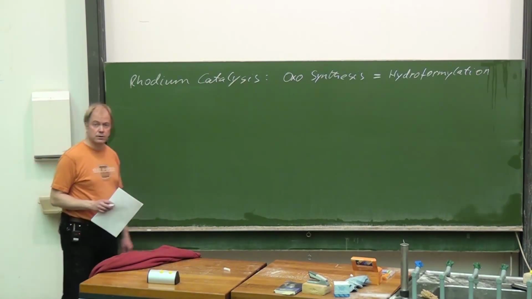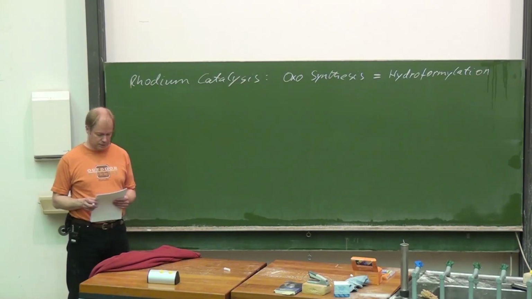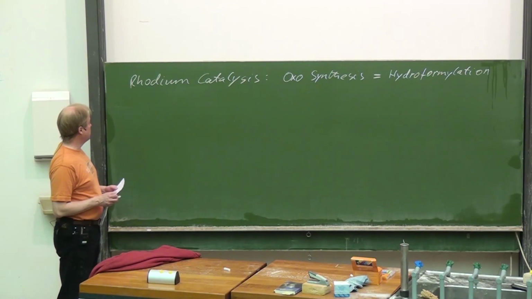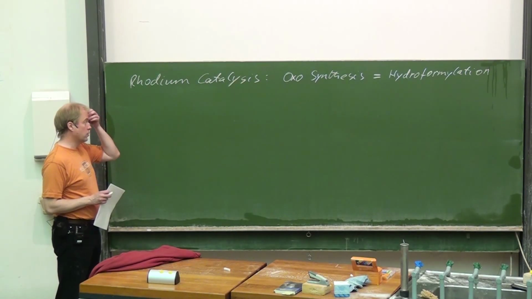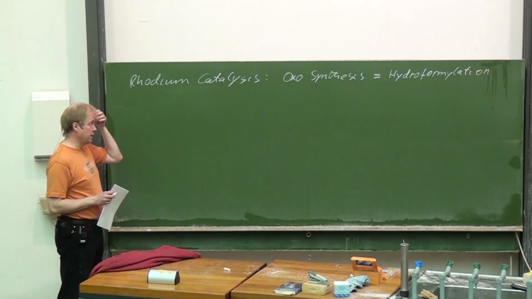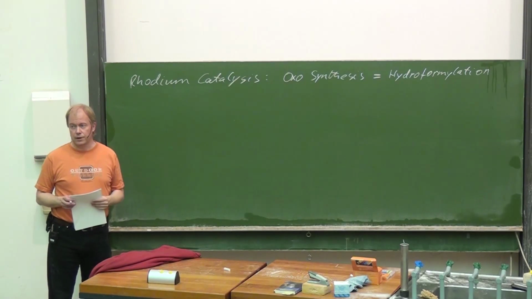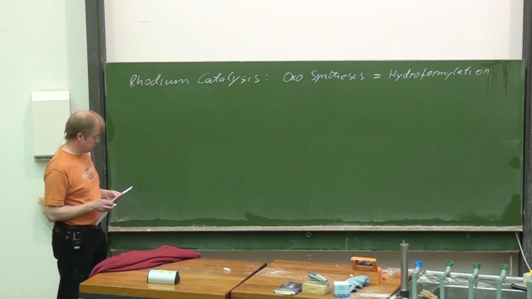So let's start. Welcome to the lecture on Catalytic Organometallics, part 17. Today we will learn something about rhodium catalysis, and we will start with the so-called oxosynthesis. This is the older name for the hydroformylation, a very important industrial process, as you will see soon.